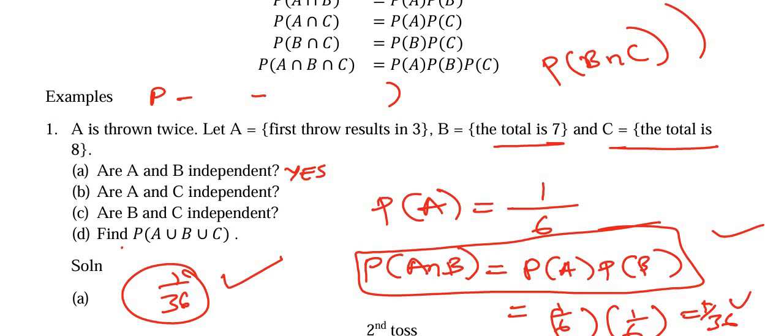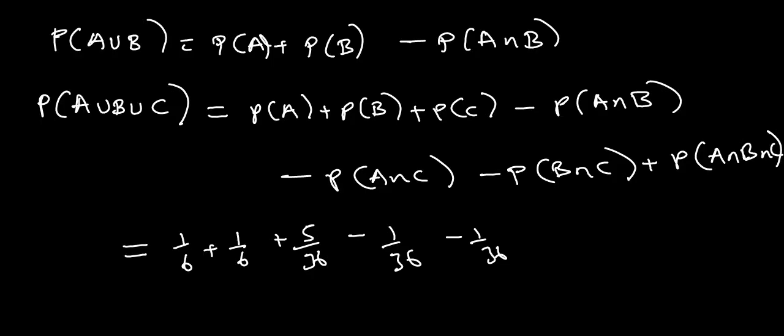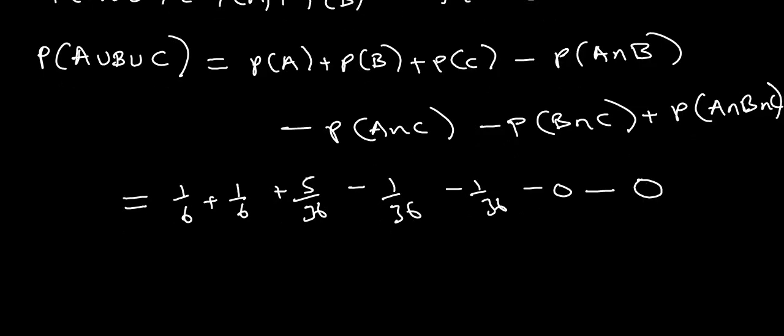There is no place where the total is 7 and the total is 8, because these are the two events. B is the total is 7. C is the event that the total is 8. So that cannot happen at the same time. So we're going to put a 0. Then there is no place where all the three events are going to intersect. We cannot get a total of 7 and a total of 8 and also get a 3. There is no box where all the events tick. So this is also 0.